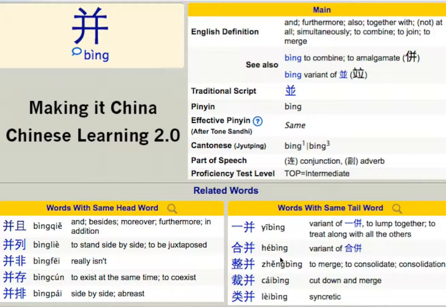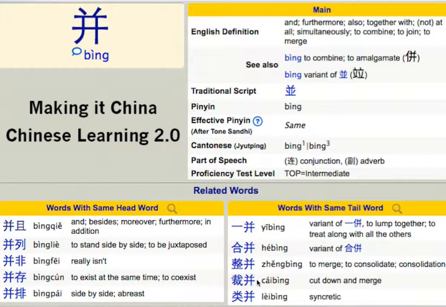一并合并合并 up and down, up and down, second and fourth tone. 整并整并才并才并. Alright, so right here we have a couple of complicated characters, 整 and 才.